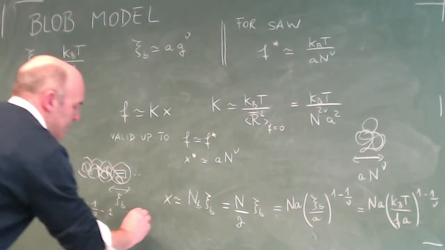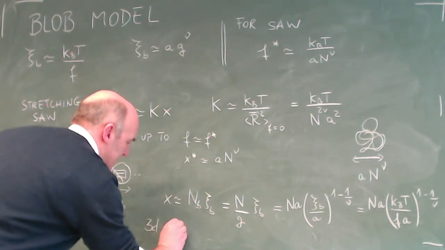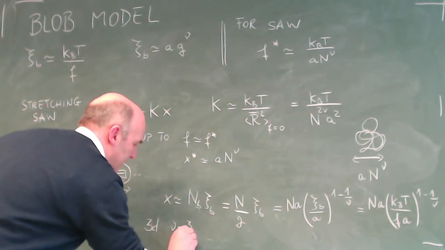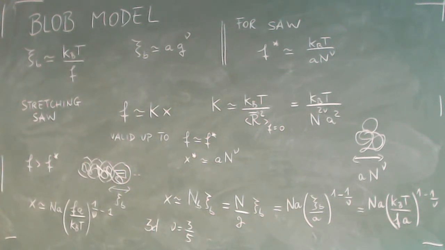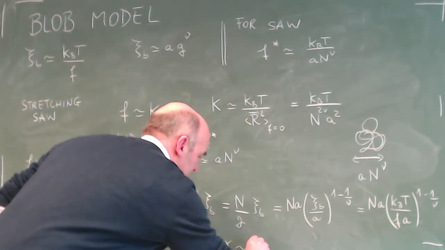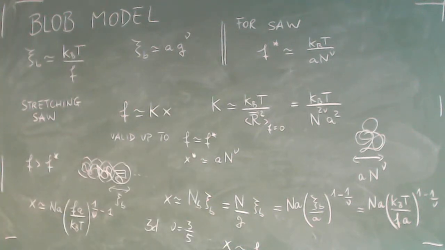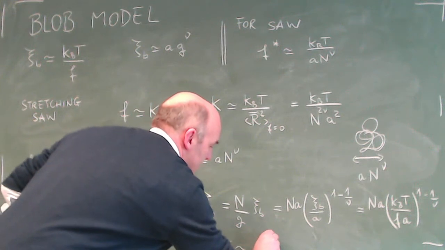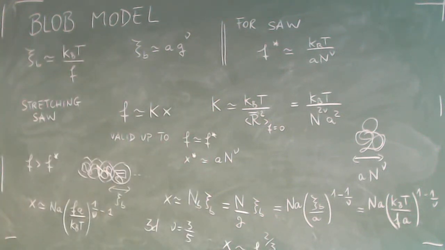For a 3D self-avoiding polymer, ν, the Flory exponent, is equal to 3 over 5, right? So I have 5 over 3 minus 1 for a 3D polymer. So x scales as F to the power 5 over 3 minus 1, which is 2/3. Okay, so if I replace the ideal polymer, which is ν equal 1/2, this is 2 minus 1, which is 1. So x is still linear with the force also in this regime. But for a self-avoiding polymer, I see that there is now a second regime.